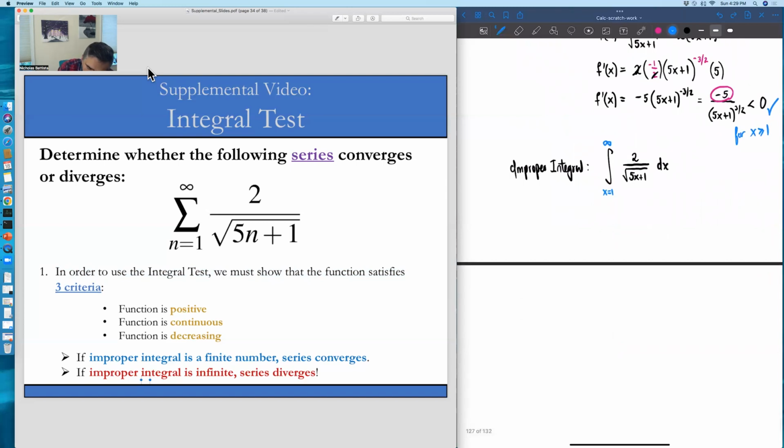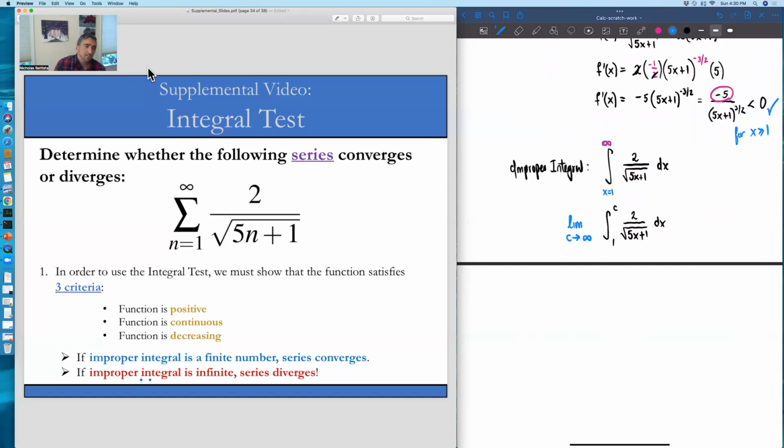Now, with any improper integral, the first thing that we see is, well, we have an infinite integration bound. So we're going to introduce a limit to help us take care of that infinite bound. So we'll have a variable c that will take the limit as c goes to infinity of our integral from 1 to c now of 2 over that square root. And from here, once we've introduced that limit, we would proceed with the integration as we normally would.